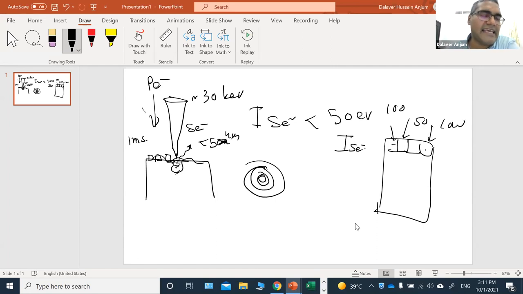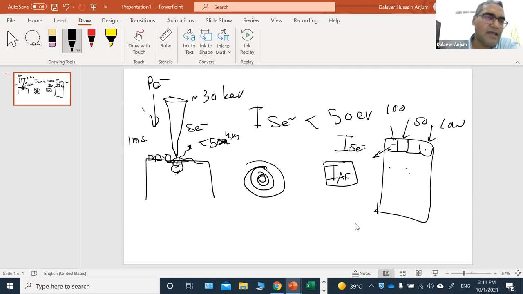And just like in AFM, where we look at the atomic force signal, we then plot that. So literally there is no difference between SEM and AFM in terms of principle or physics. In one case, we plot a secondary electron signal; in the other case, we plot an atomic force signal. But we have the same kind of image.